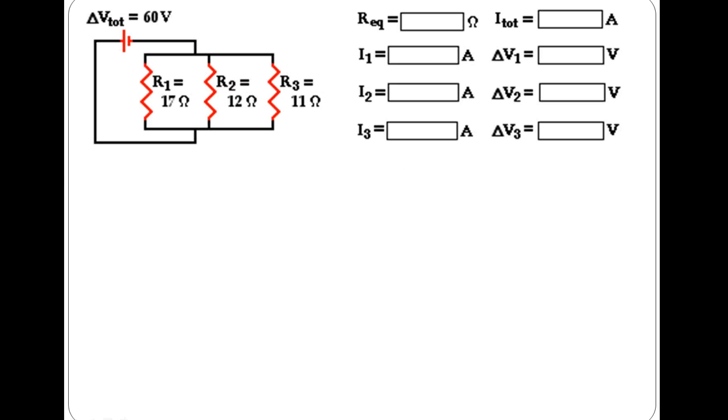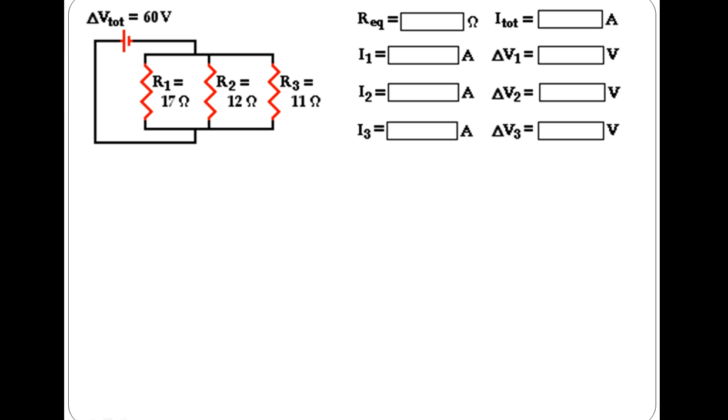So here's an example, just like we did for series, that we'll do here with parallel. Here we have a 60-volt battery or power source, and then we have it drawn in parallel. So there's a branch, and the current basically has three options of where it could flow, where each resistor has a different resistance value.